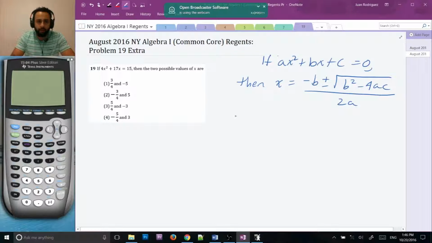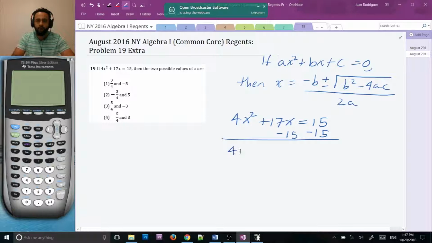Okay, so 4x squared plus 17x equals 15. We do have to have it in this form. This theorem depends on the if statement. So we have 15 on this side, and we've got to get rid of the 15 on this side. And 4x squared plus 17x minus 15 equals 0. A equals 4, B equals 17, and C equals negative 15.